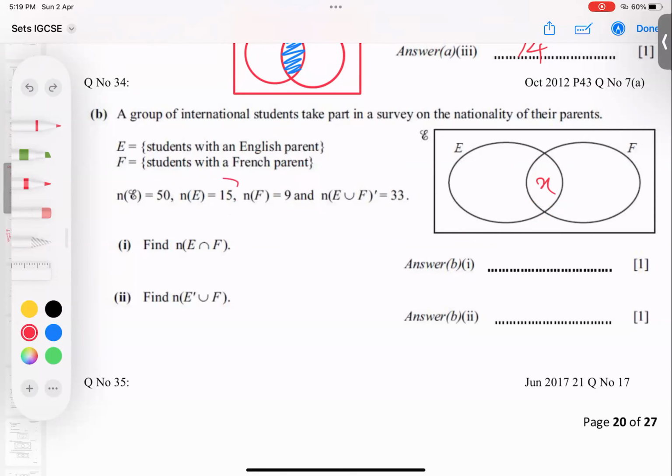So what are English parents? The total full circle is 15. If X are gone, how much is left behind? 15 minus X. And French parents total 9. Out of 9, X gone, so 9 minus X. And you know what this means? Some students can get stuck in this. If you get stuck, I will tell you one thing.